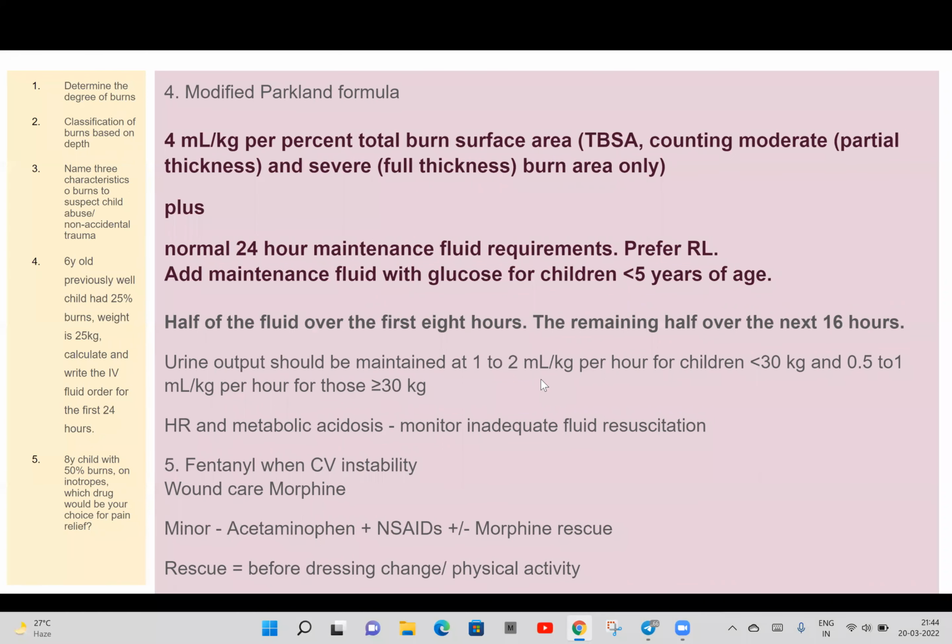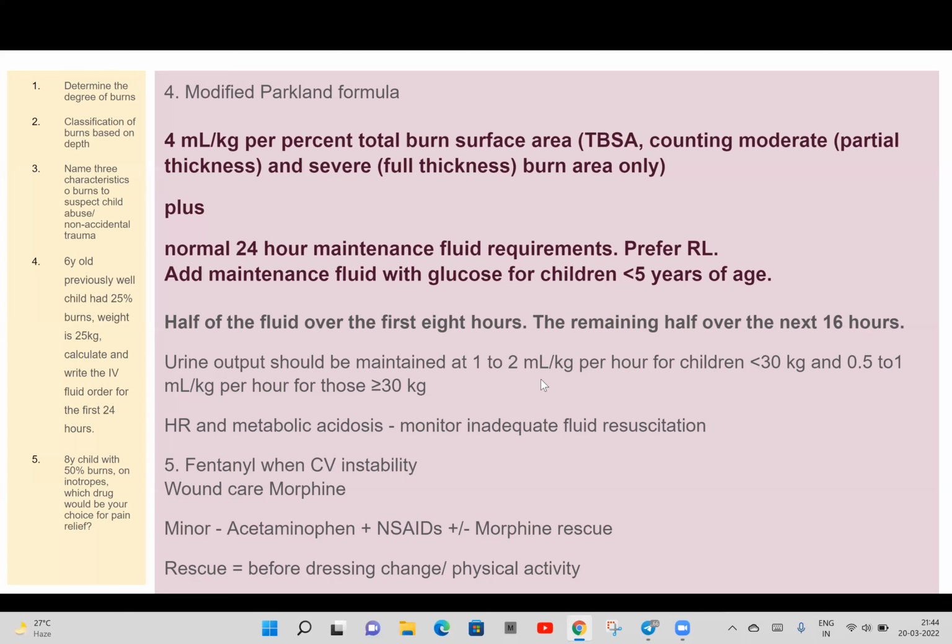Then the fifth question, the child with 50% burns who is not stable, that child we will prefer fentanyl, not morphine. So fentanyl when the child is hemodynamically unstable. And for all the other children, for routine wound care, the moderate and severe burns, we will give rescue morphine. That is, we will not give the pain medication after the pain has started, we will give it before.